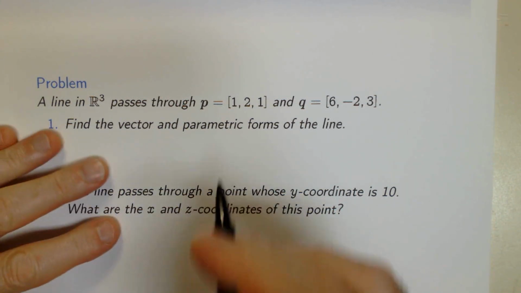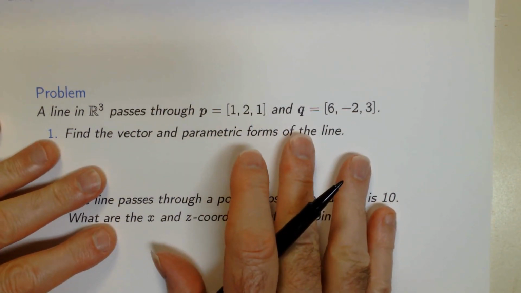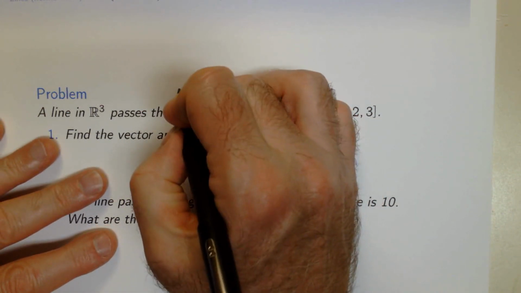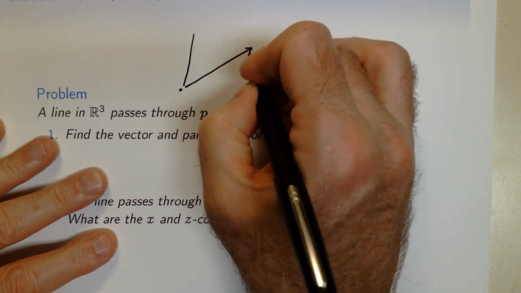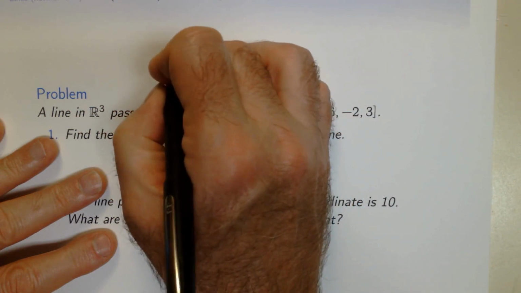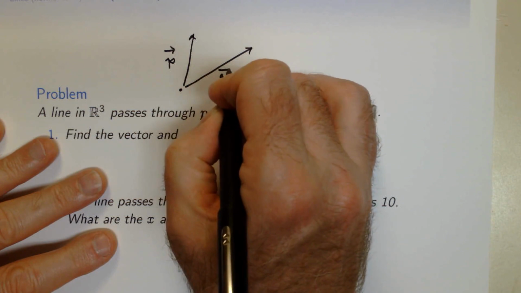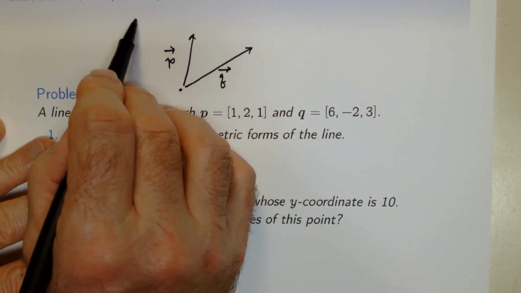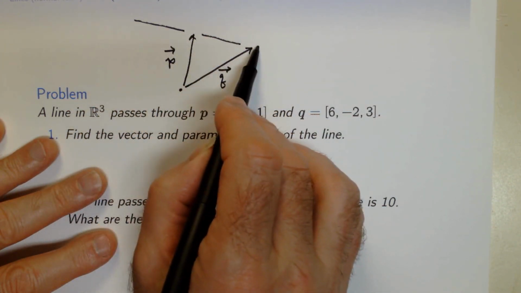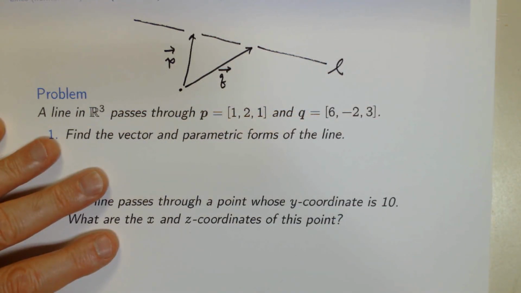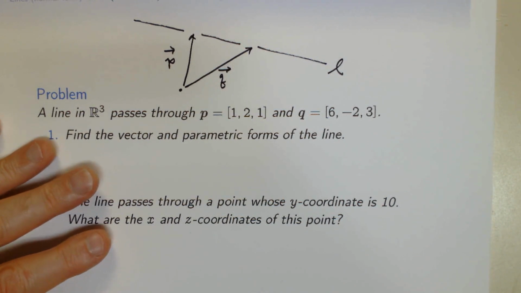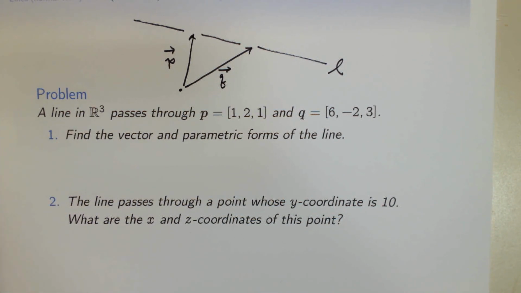We can do this pretty quickly if we just think about the situation. These are not supposed to be accurate representations of the vectors P and Q, but just for the purposes of thinking our way through this problem, let's imagine we've got P and we've got Q and we've got the line between them, or the line that's generated by those 2 points. All right, so this is the line. We're trying to get the equation of that line in vector and parametric form. So we need a vector to serve as the direction vector.